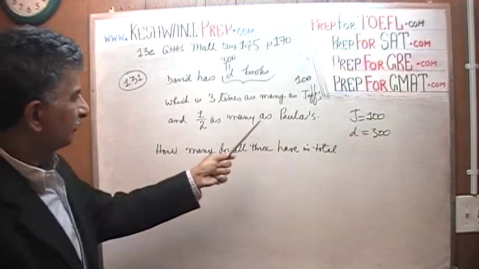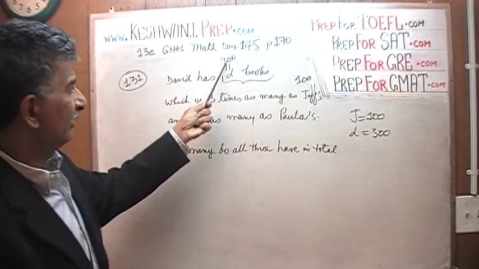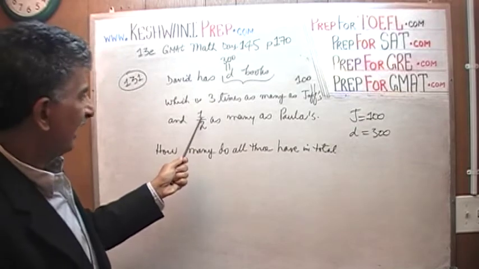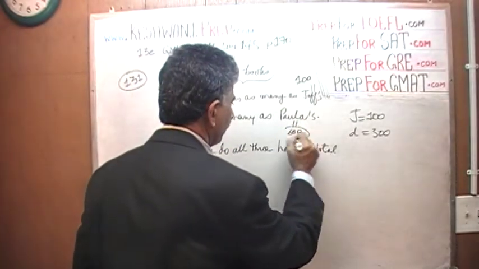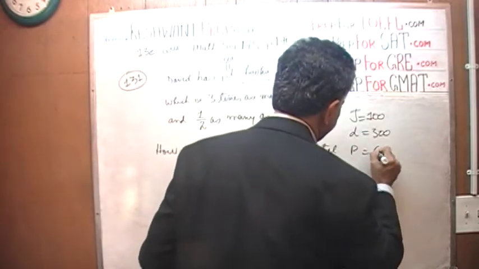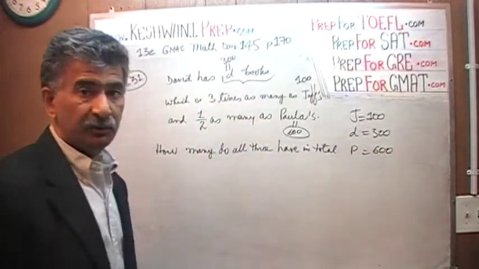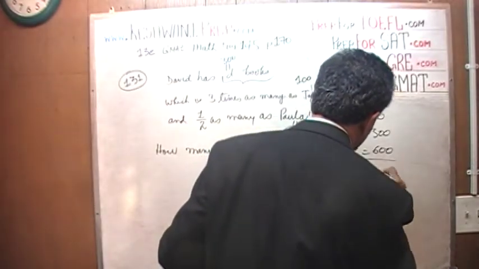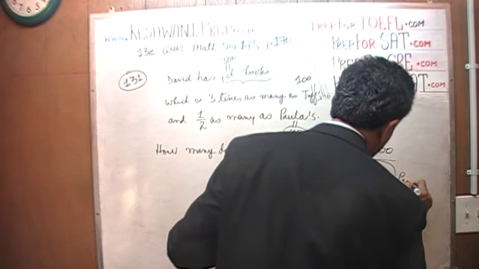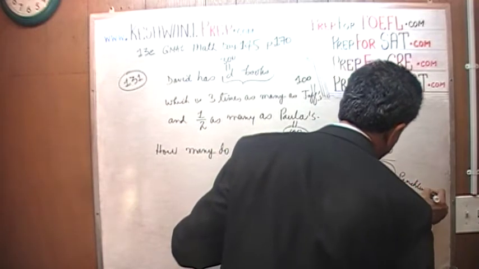And half as many as Paula. We already know that David has 300 books, and they're telling us that's half as many as Paula does. Paula must have 600. The question simply is, how many total books do they have altogether? Well, the answer is 1000. This is what I call our punchline.